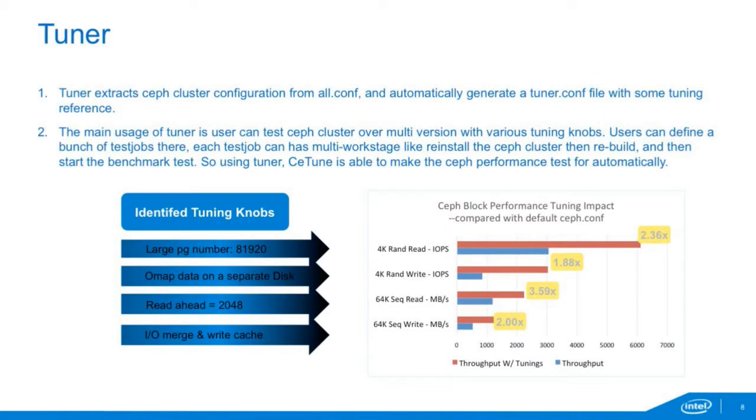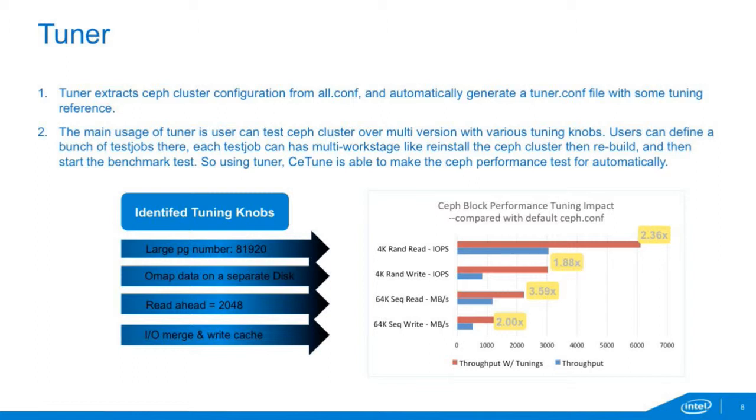For the tuner, it's pretty simple, and it iterates through the different configurations from the all.conf file and automatically generates the tuner conf file with some tuning reference. The main use of the tuner is that we can test the Ceph cluster with different configurations, with different Ceph versions, with different deployment configurations. The end user can define a bunch of test jobs here.